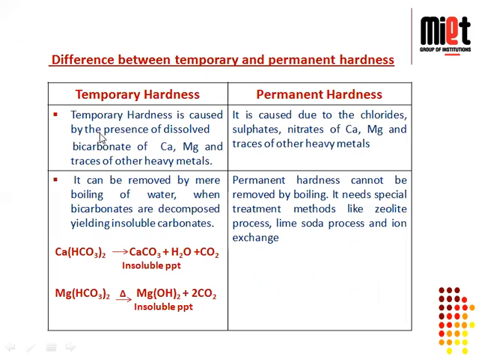Temporary hardness is caused by the presence of dissolved bicarbonate of calcium, magnesium, and the traces of other heavy metals. It means जब बाइकार्बोनेट्स आपकी कैल्शियम और मैग्नीशियम सॉल्ट्स के डिसॉल्व होते हैं पानी में, वो टेम्परेरी हार्डनेस प्रोड्यूस करता है. Why do we call them temporary hardness? The reason is that we can remove them by boiling of water. So there is a reaction of salts. ये salts पानी में present हैं.